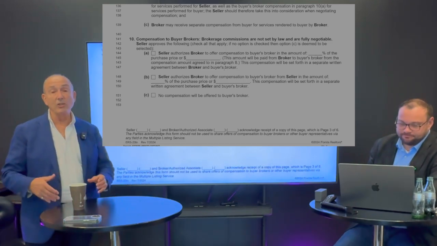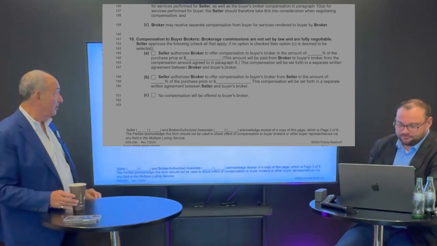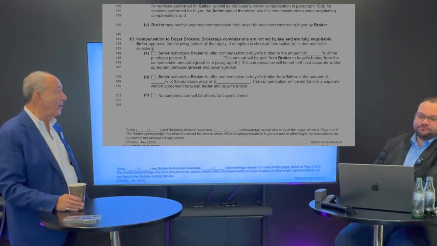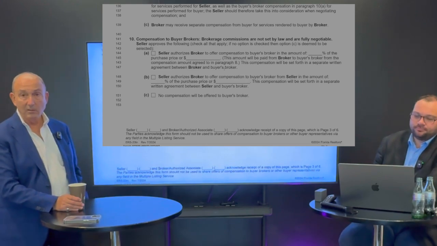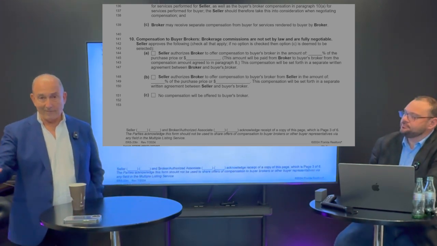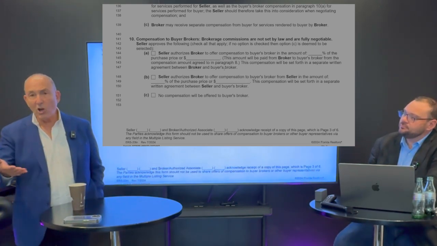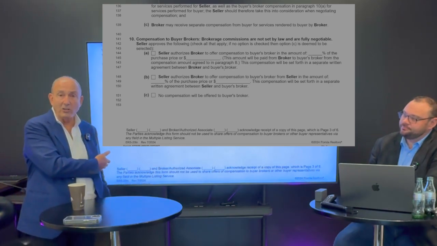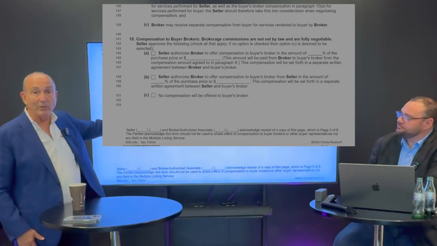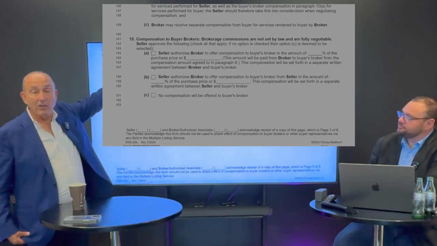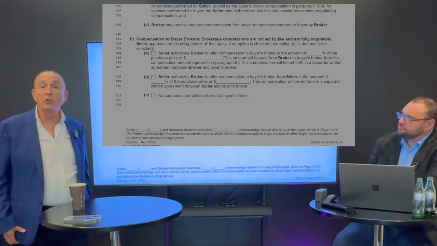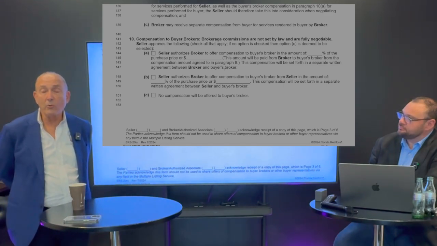Seller authorizes broker to offer compensation to buyer's broker from seller. So, Mrs. Seller, there's really no difference from what it always used to be other than the new terminology. So this agreement is simply saying in A, you're paying my broker 3 bananas, and down here you're agreeing to pay the buyer's agent 3 bananas.